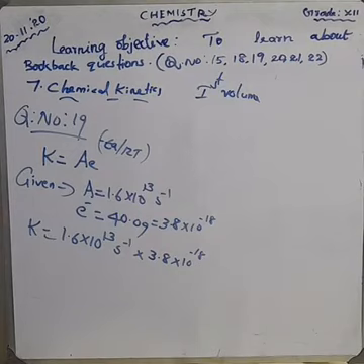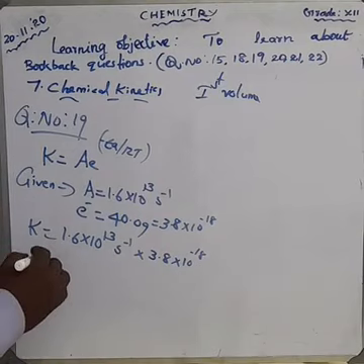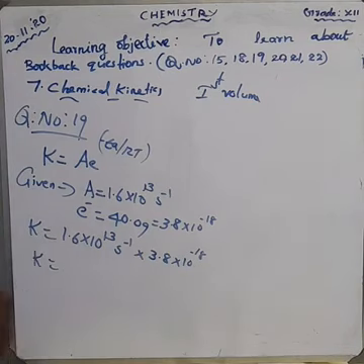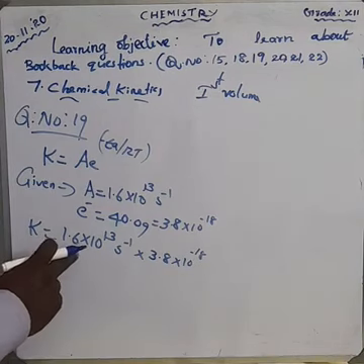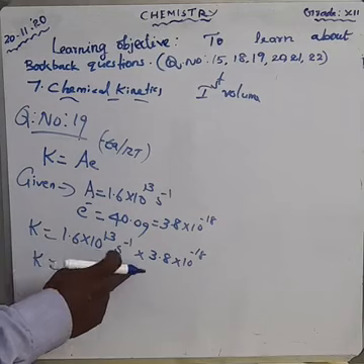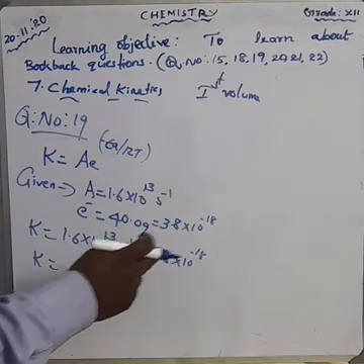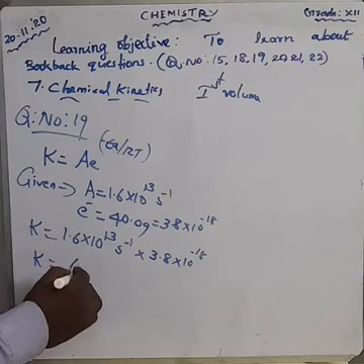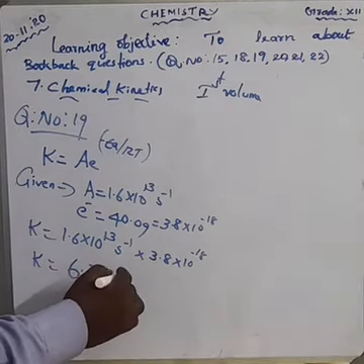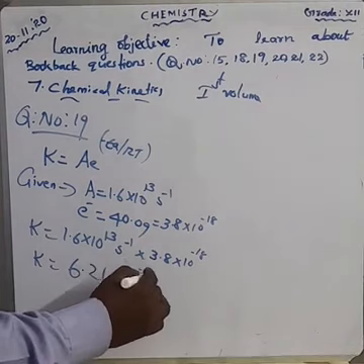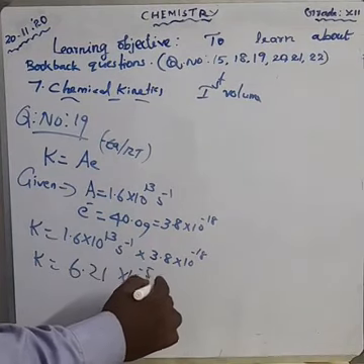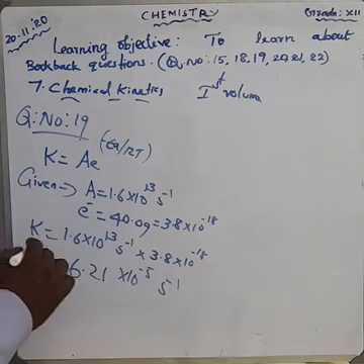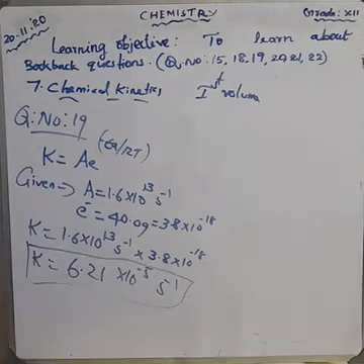So, what's the answer? K is equal to, we are multiplying 1.6 into 10 to the 13 per second into 3.8 into 10 to the power minus 18. So we get 6.21 into 10 raised to minus 5 per second. That's the answer. So kindly please multiply this one. If you have a doubt, please call me, okay? Kindly multiply, all of you.